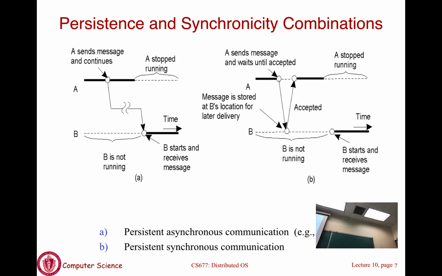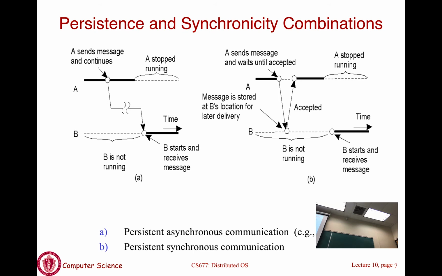That message is sent and received at the other end, and because there is a broken arrow that indicates store and forward, it may take an arbitrary amount of time, but eventually it is going to be received at B. Then B at some point will take delivery of that message and continue. An example of this form of communication is email.